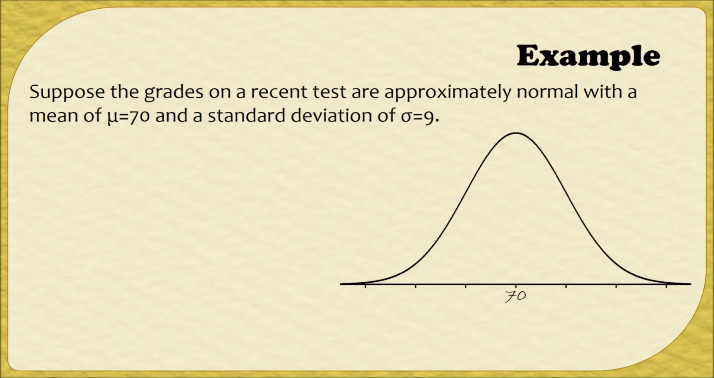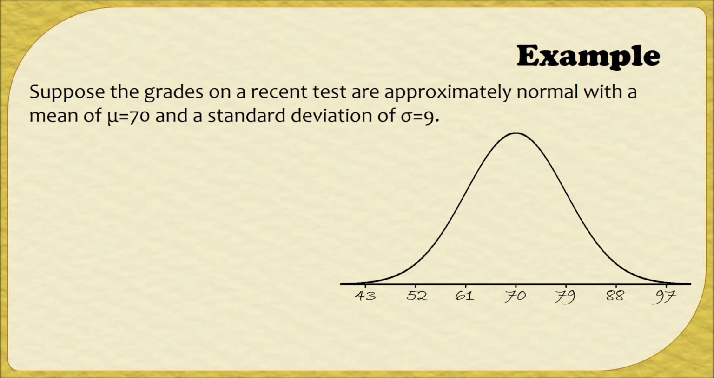In other words, 70 plus 9 will give me 79. I'll add 9 again to get an 88, and then I'll add 9 one more time to get a 97. To label the rest of the axis, now I'm going to subtract 9 each time. So 70 minus 9 is a 61. Subtract 9 again to get a 52, and subtract 9 one more time to get a 43. So whenever I have a problem that's got an approximately normal curve with a mean and a standard deviation, this will give me a good place to start.